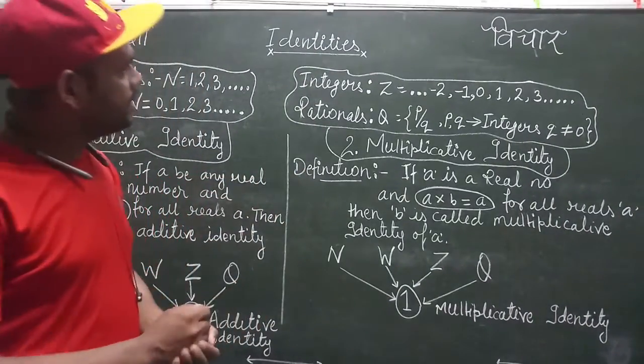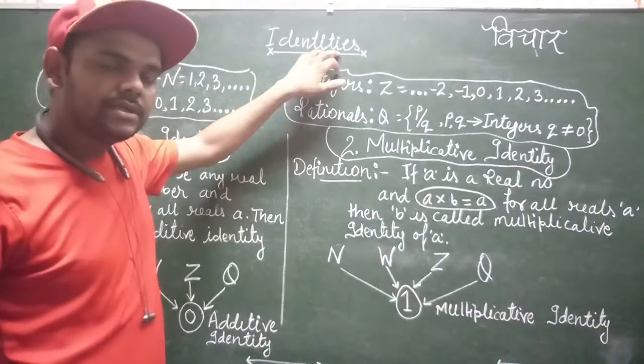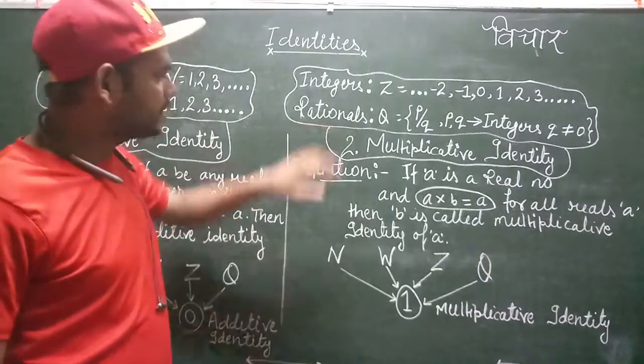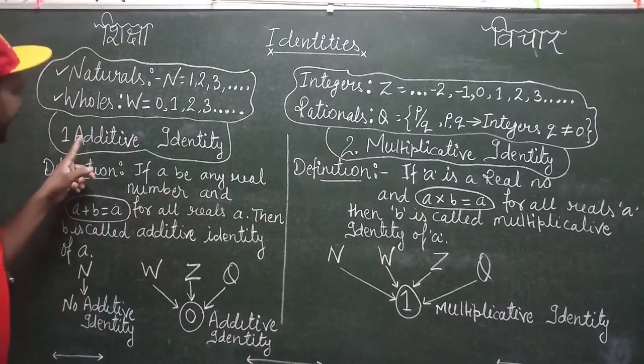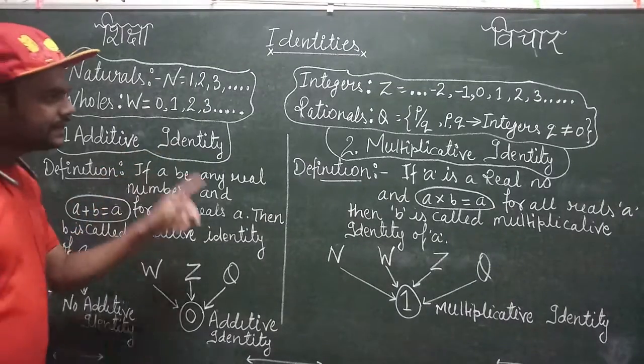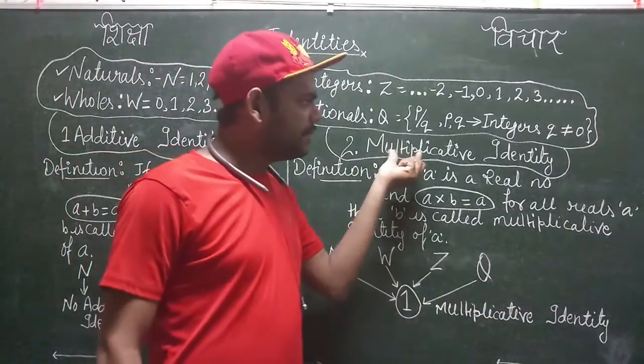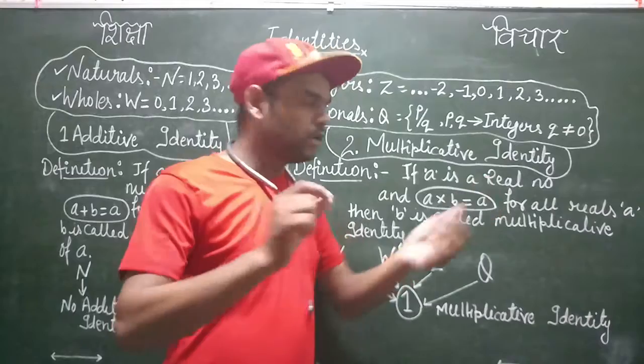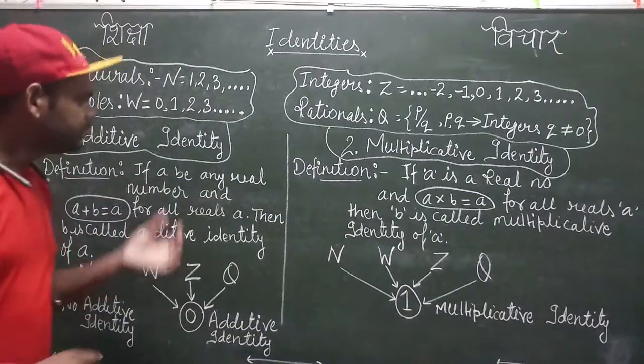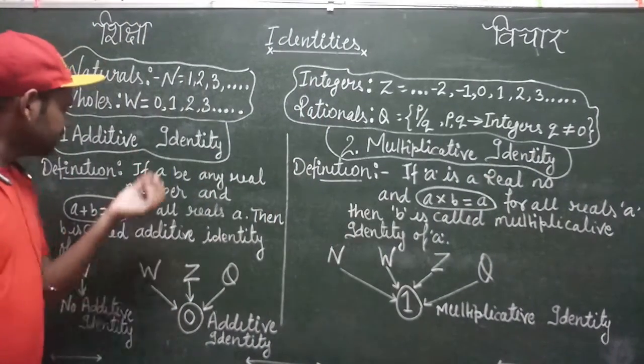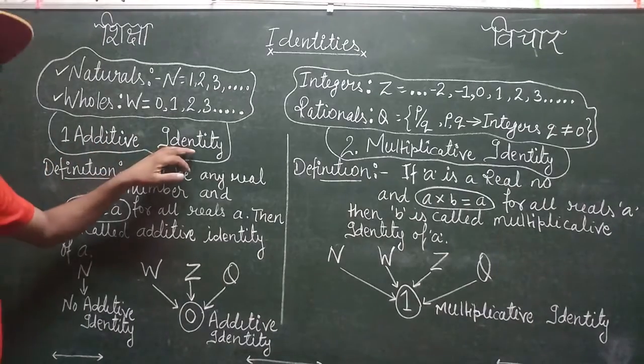Now whenever we study identities, these are of two types. The first one is called additive identity and the second one is called multiplicative identity. Now, what are the definitions of these two identities? First, the additive identity.